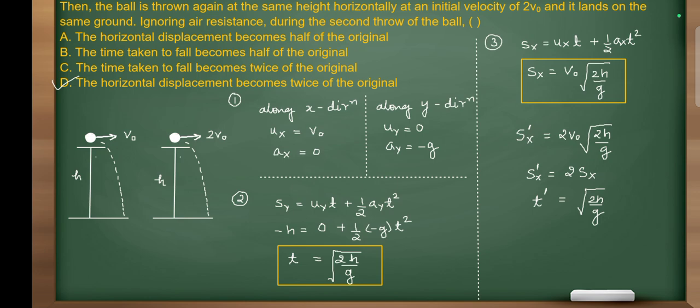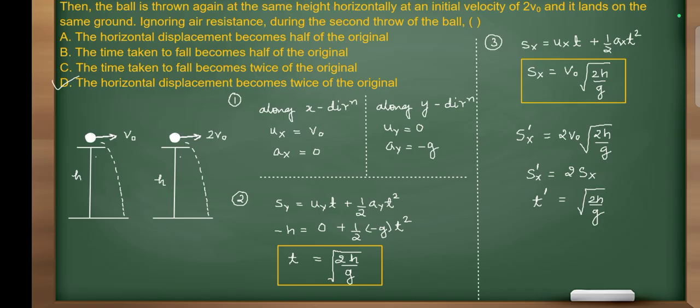Similarly we can calculate the displacement of the ball along the x direction, which is equal to ut plus half at square. Then we put the value of the initial velocity, given as v0, and the time we have already calculated, that is root of 2h by g. The acceleration along the x direction is 0. So the displacement of the ball along the x direction is v0 into root 2h by g.